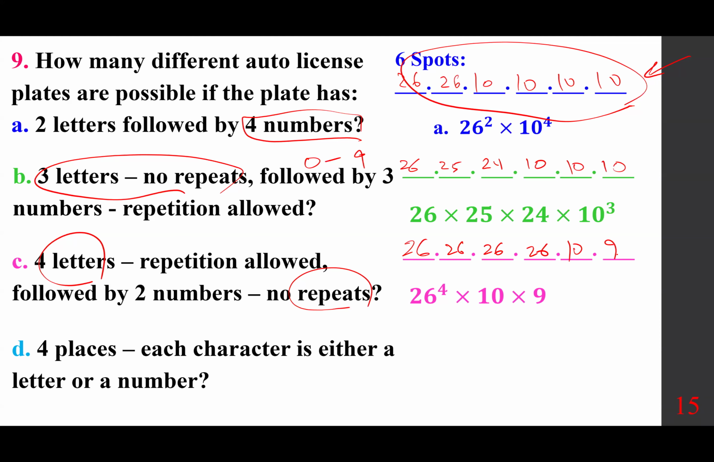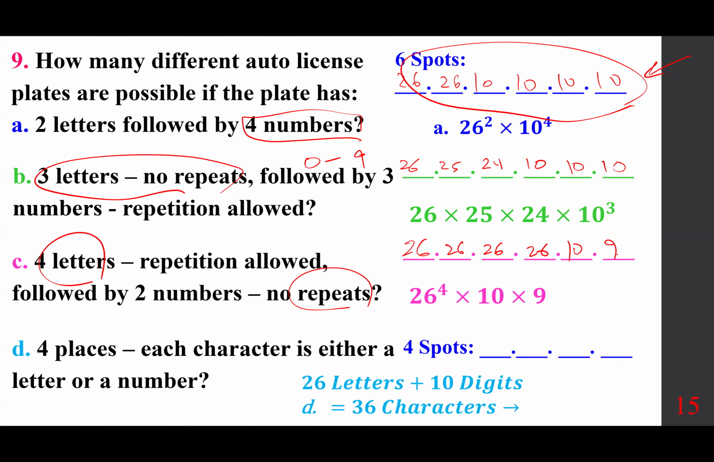So 4 places. Each character is either a letter or a number, alphanumeric. So we have 4 spots. And how many letters? 26. How many digits? 10. So how many alphanumerics? 36. Therefore, each spot has 36 choices. The answer is 36 to the power of 4. So pretty straightforward, everybody.